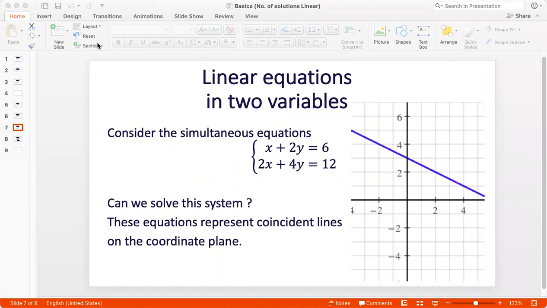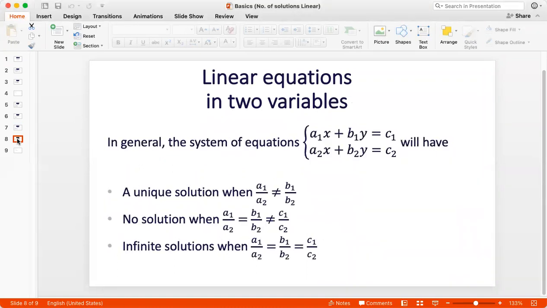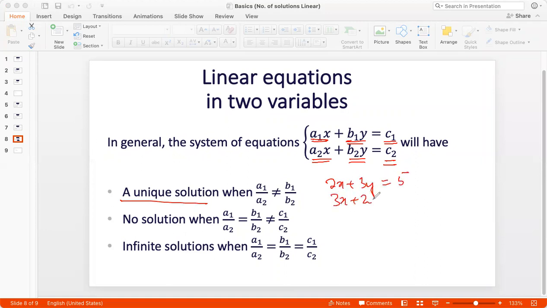So we have a third condition for the number of solutions. Now, how do we remember these conditions? It's pretty simple. Let's say my system of linear equations in two variables is written as a1x plus b1y is c1 and a2x plus b2y is c2. Now, this system will have a unique solution when a1 by a2 is not equal to b1 by b2, right? So for example, 2x plus 3y is 5 and 3x plus 2y is 6. So a1 by a2 is 2 by 3 and b1 by b2 is 3 by 2. They are not equal. So I can solve this for a unique solution.